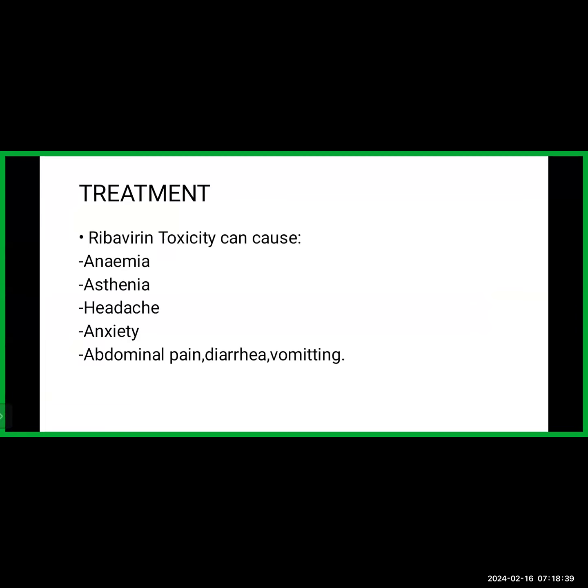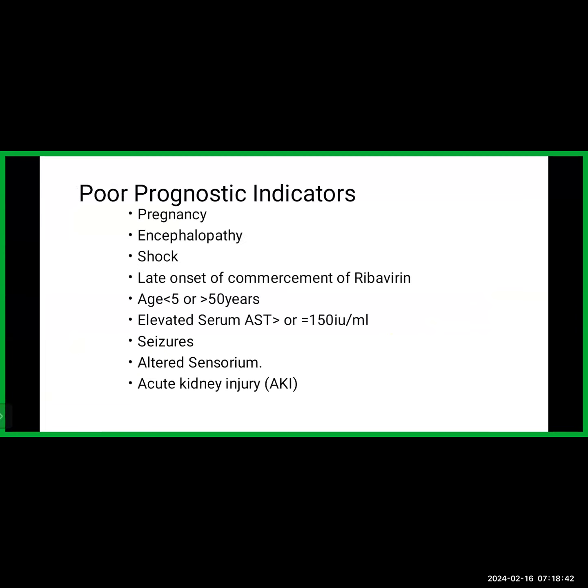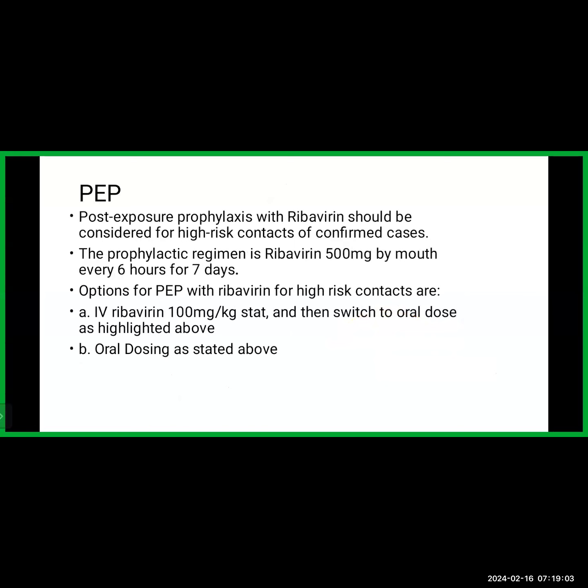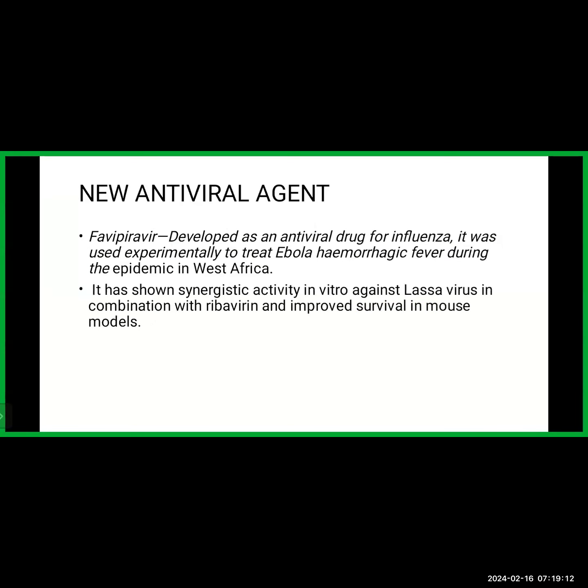I've mentioned the poor prognostic indices, and there's some consideration for post-exposure prophylaxis with ribavirin, especially when the individual has come in contact with the patient. Such an individual should also be monitored for about 21 days. Also, the prophylactic regimen for ribavirin is 500 milligrams by mouth every 6 hours for 7 days. There's a new antiviral agent, favipiravir, that was initially used for the treatment of Ebola, and it has shown synergistic activity in vitro against Lassa virus, especially when it's combined with ribavirin.